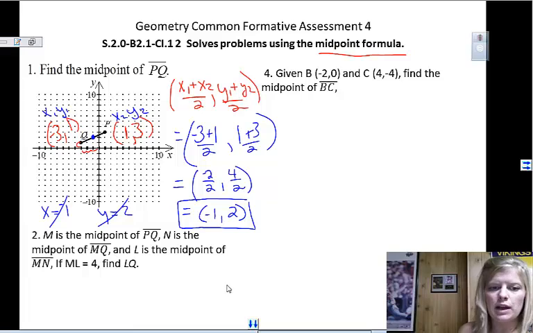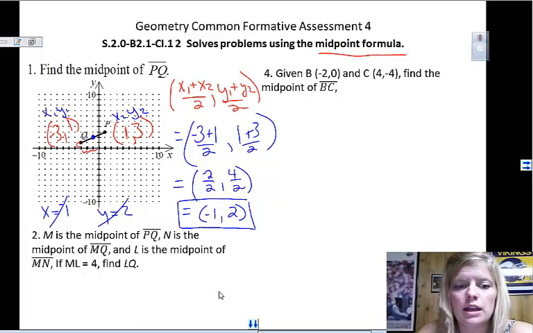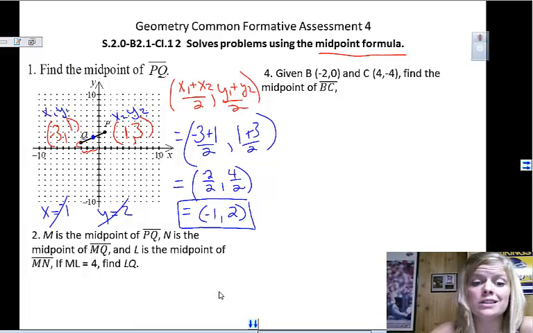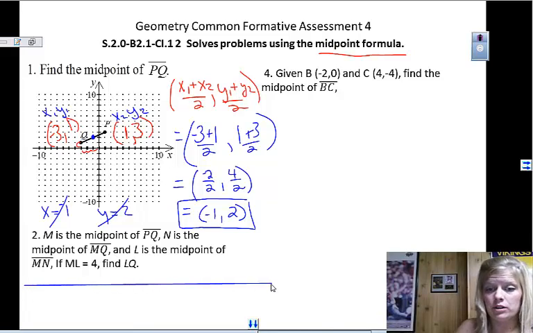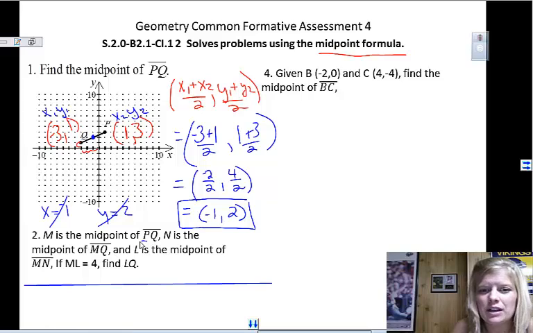Alright, number 2. M is the midpoint of PQ. N is the midpoint of MQ. L is the midpoint of MN. That's a lot of words. I don't know what it means unless it has a picture. Maybe you can do it without a picture, but boy, you're real good. That's cool. Draw a picture. Helps you out. Usually the first 2 points it gives you, like PQ right here, usually those are your endpoints.